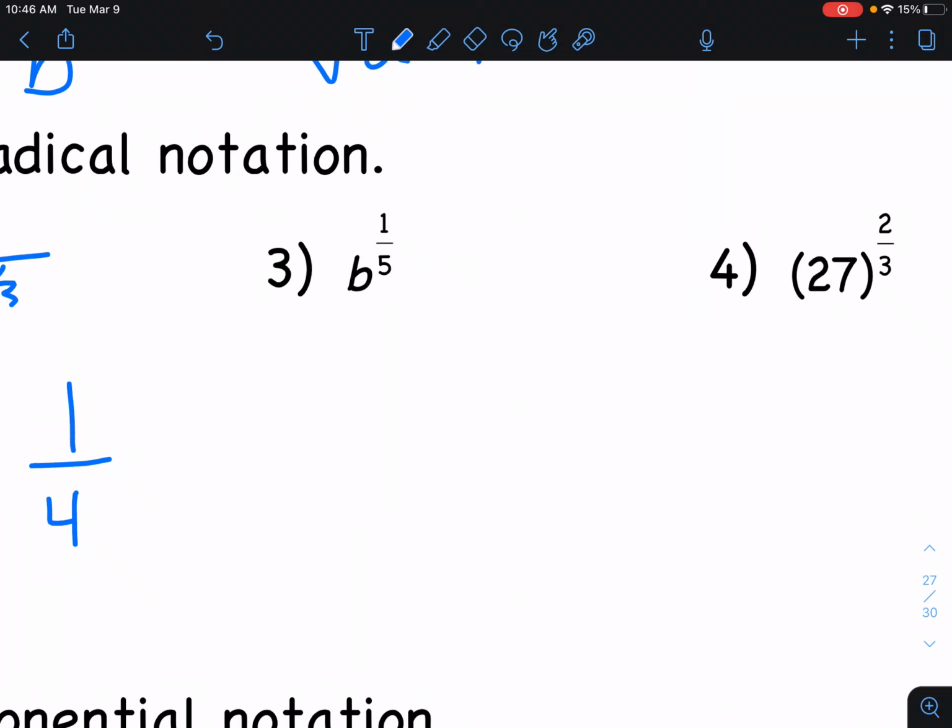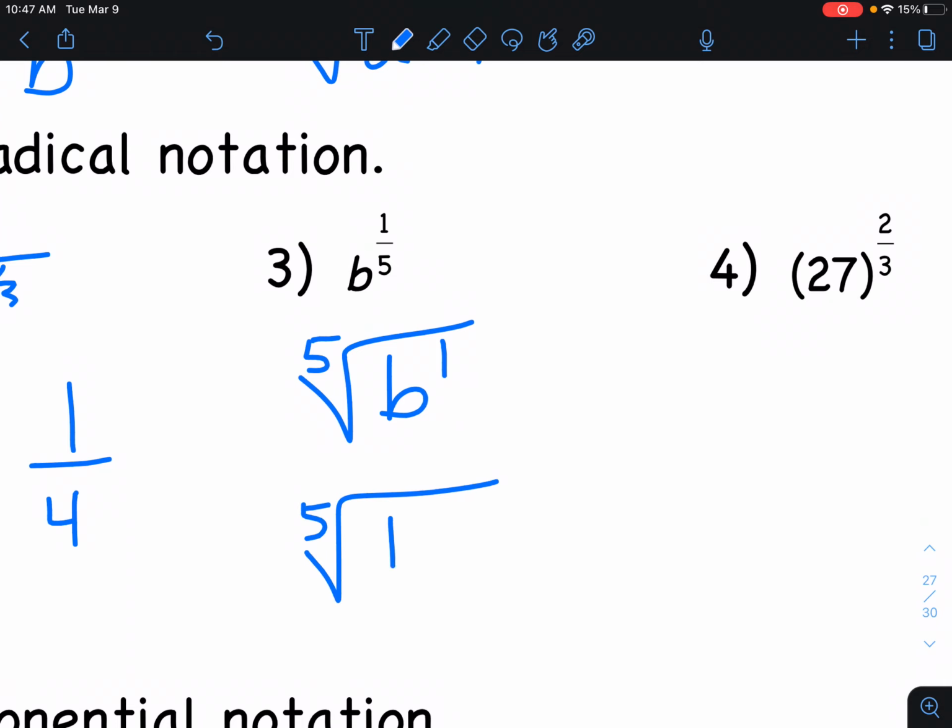Number 3, should have started with that. It's the easiest one, just the 5th root of b to the power of 1, which is the 5th root of b. You don't need the 1 there.